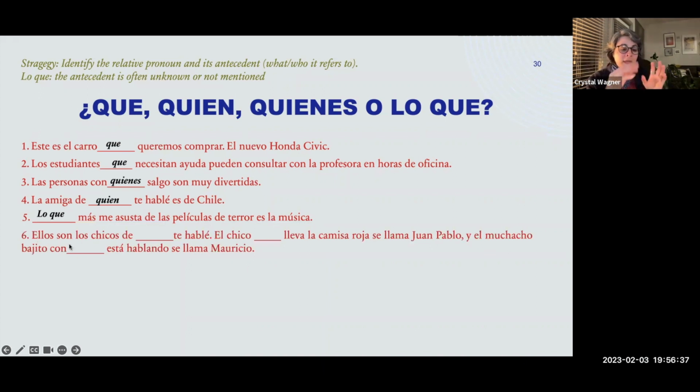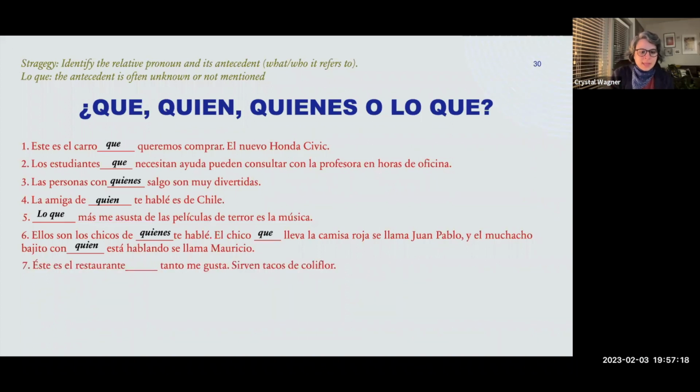Ahora es un ejemplo más largo. It's a longer example. Ellos son los chicos de. Now we have a preposition. ¿Quiénes? Perfecto. El chico lleva la camisa roja. El chico, the boy, lleva, is telling me what he's wearing. Entonces debe ser que. Correcto. Also did not have a preposition. El chico que lleva la camisa roja se llama Juan Pablo. Y el muchacho bajito, the short guy, con preposition. ¿Quién would be the correct answer? Con quién está hablando se llama Mauricio.